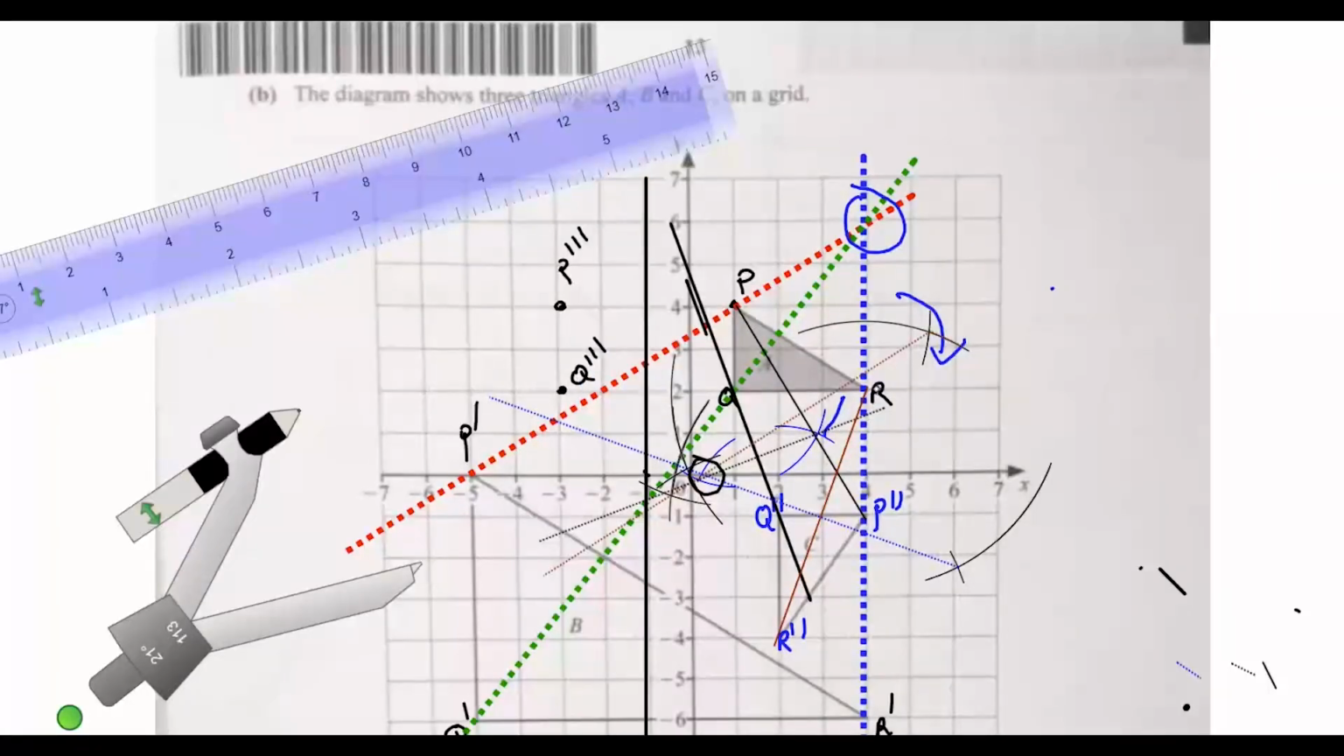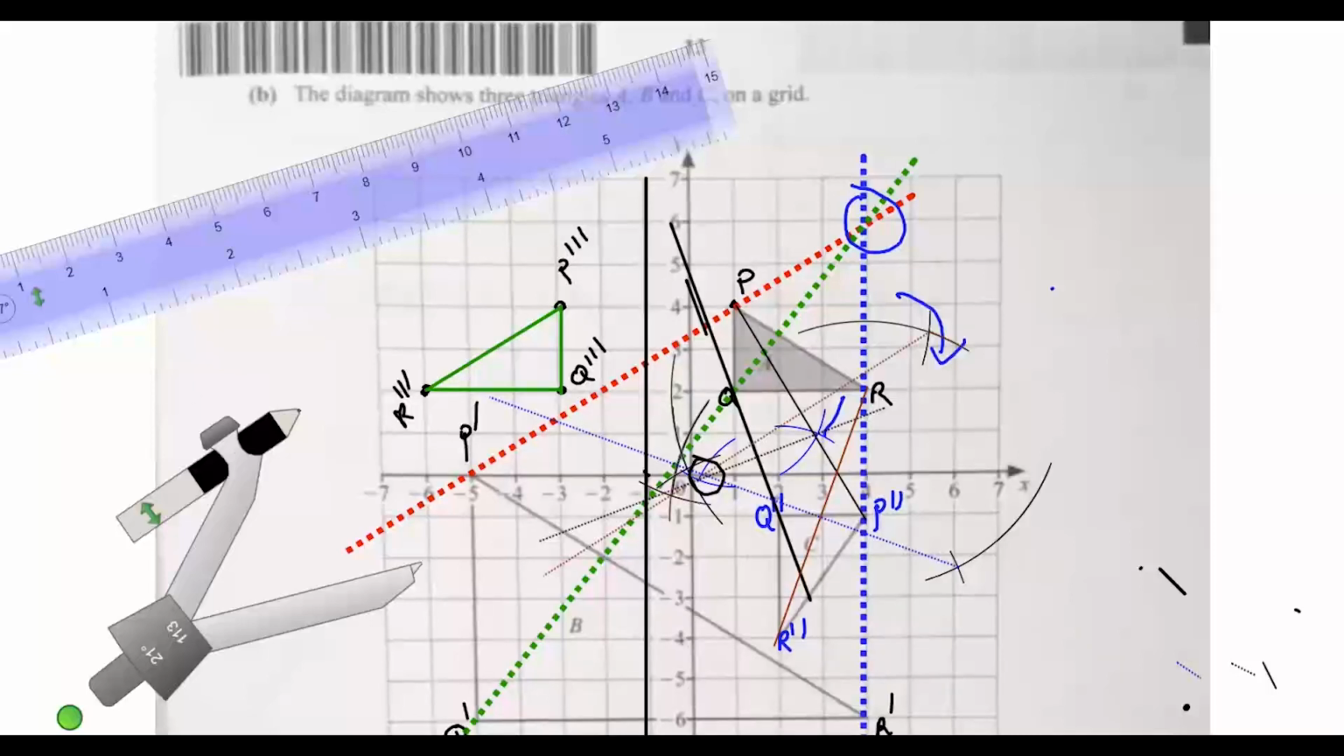Then the last one is R. Let's count 1, 2, 3, 4, 5. Okay, so let's count again. 1, 2, 3, 4, 5. So it will be here. So I can call this R prime. Then I'll need to join the three vertices together, that is P prime, Q prime, and R prime. So this is the reflection of triangle A when the mirror line is x equals -1.